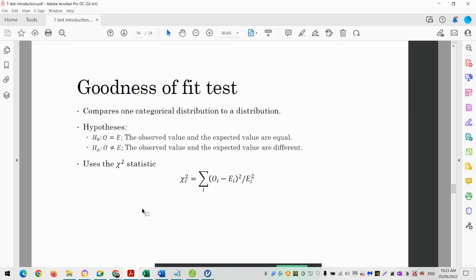So, going back doon sa steps ng hypothesis testing, pwede muna natin tignan yung hypothesis natin. And yung hypothesis natin states na yung observed value natin is equal to the expected value. That is, yung observed value and expected value are equal. The alternative being that the observed value is not equal to the expected value. That is, the observed value and the expected value are different. And this uses the chi-square statistic, which is yung summation ng square differences ng observed at saka expected divided by the expected.